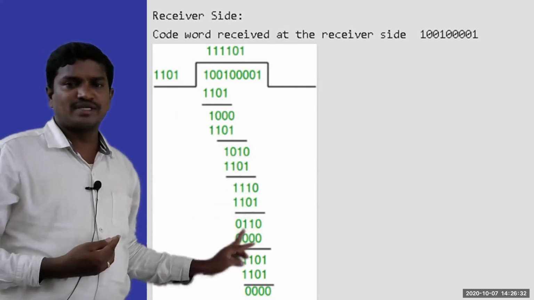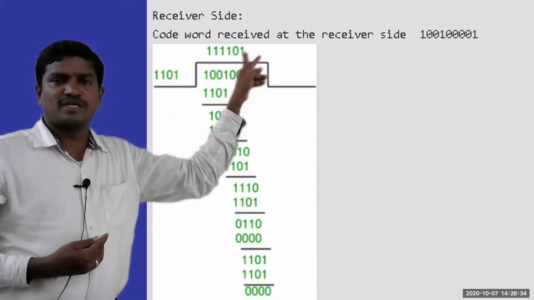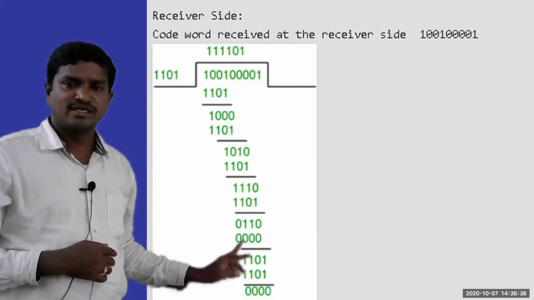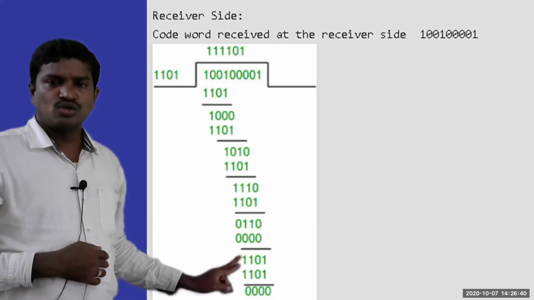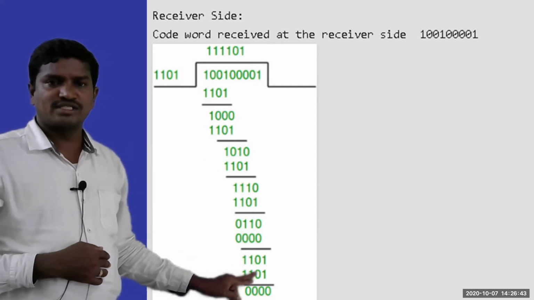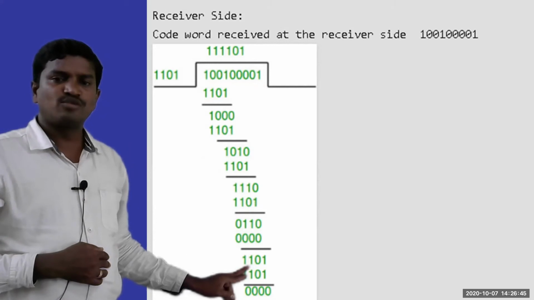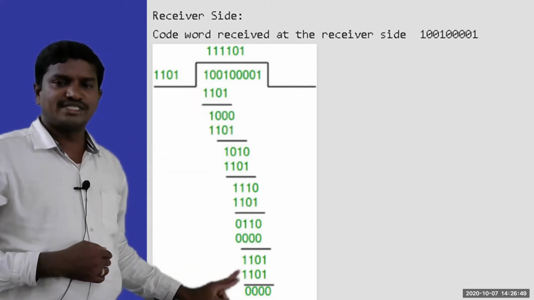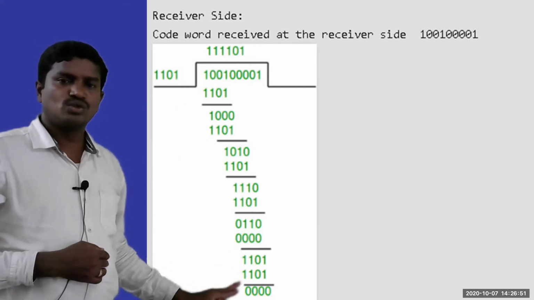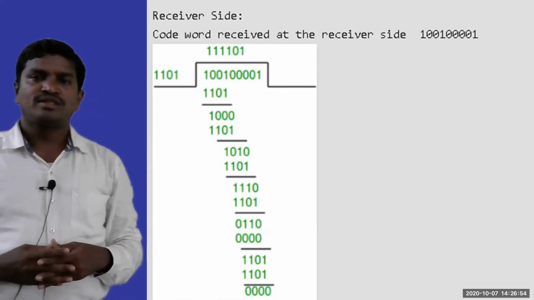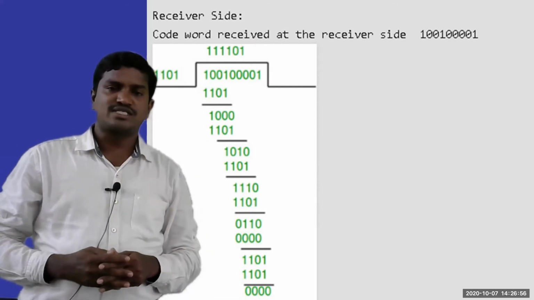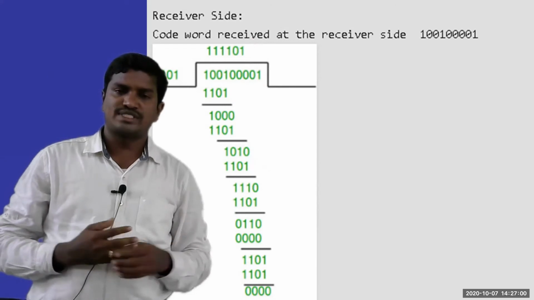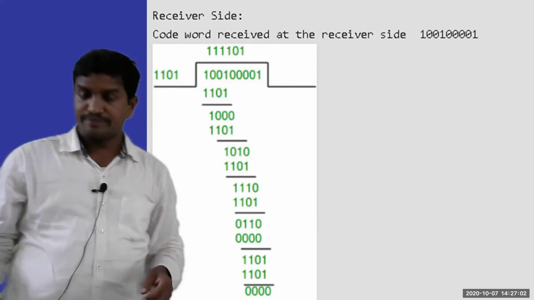When you got leftmost bit as 0, then the quotient is placed with 0 and this divisor is not considered for the XOR. 000 is considered and then you got a result like this. And if it is having leftmost bit as 1, then the quotient is placed with 1 and the same divisor is taken for the XOR operation. So if you got a result as 0, then nothing is corrupted in the transmission. This is called successful transmission of the code word.